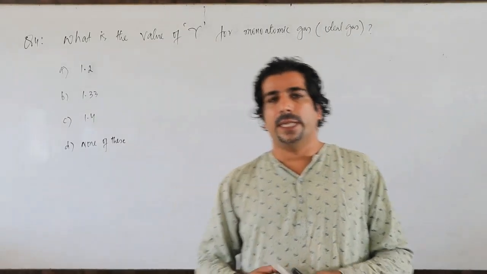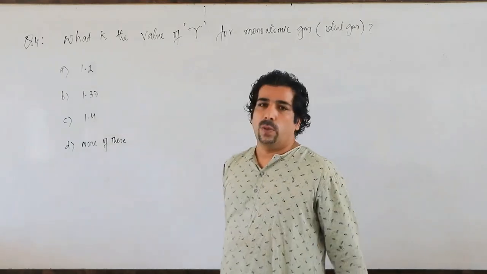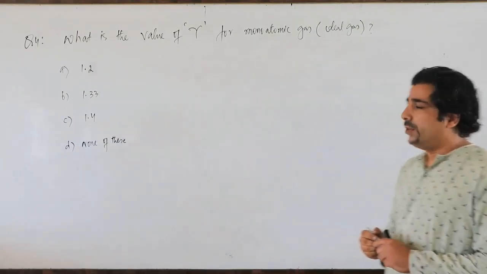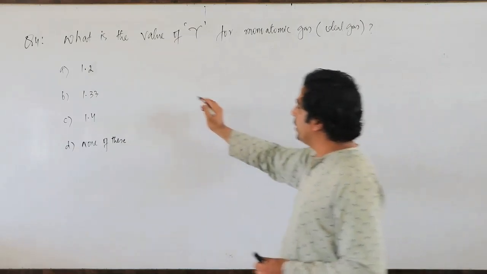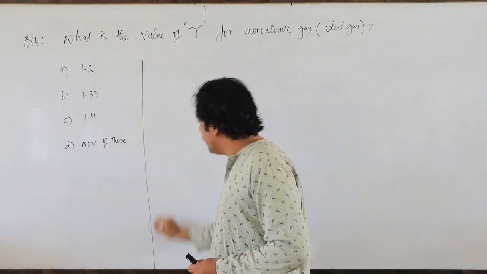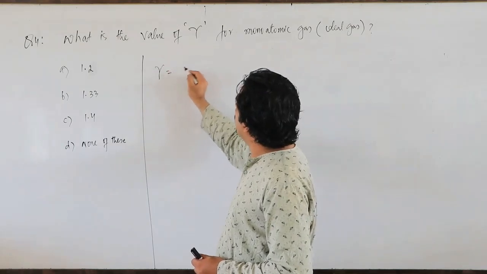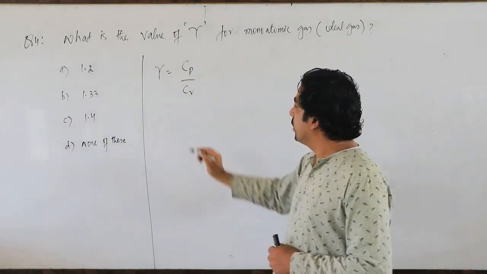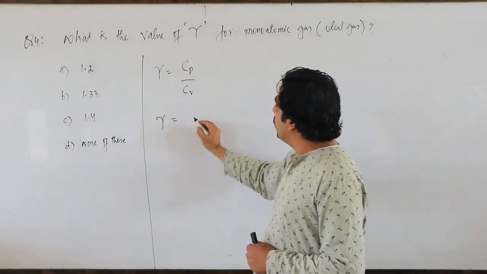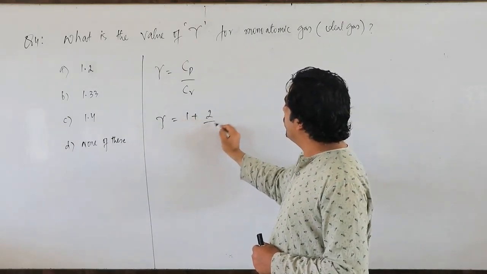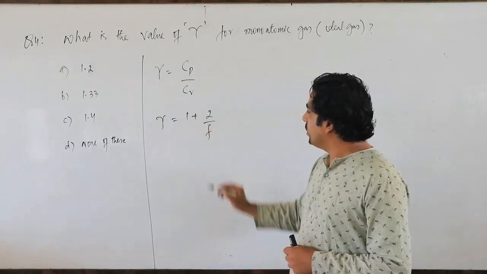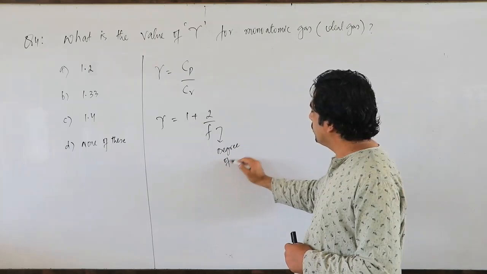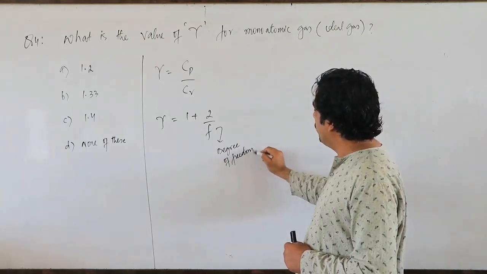So dear friends, let's talk about question number 4. What is the value of gamma for monoatomic gas? But before that, let us write down certain things here. Gamma is equal to Cp upon Cv. That's the first expression. Gamma is also equal to 1 plus 2 upon F. And what is this F all about? This is the degree of freedom.